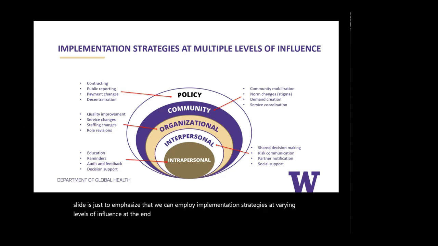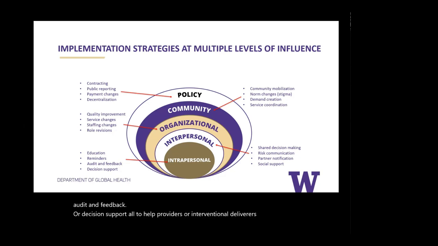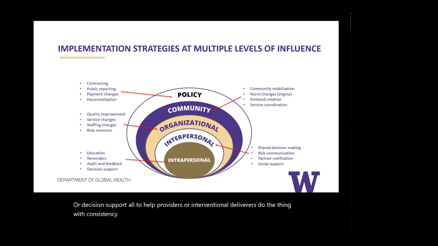At the intrapersonal or individual level of influence, for example, we can employ educational strategies, we can employ reminders, we can employ audit and feedback or decision support, all to help providers or intervention deliverers do the thing with consistency and quality. At the organizational level, we can use quality improvement methods, or we could make service changes, we could make staffing changes, we could revise professional roles, we could do workflow redesign, all to help providers in practice settings to do the thing with consistency and quality, and so on.